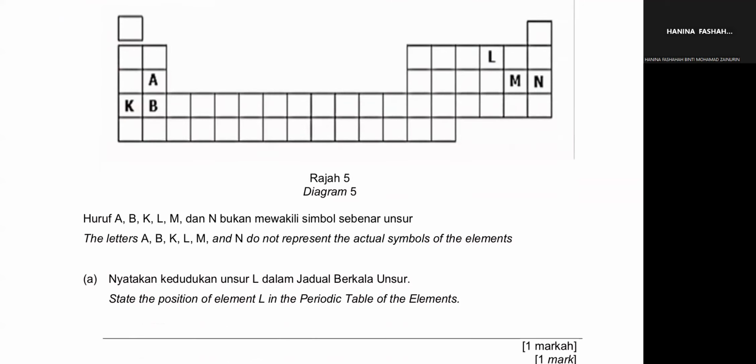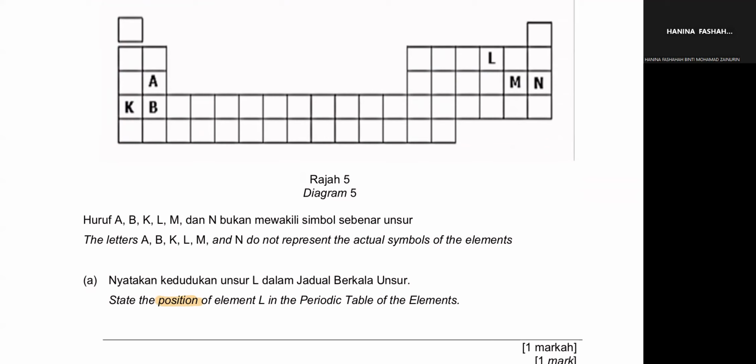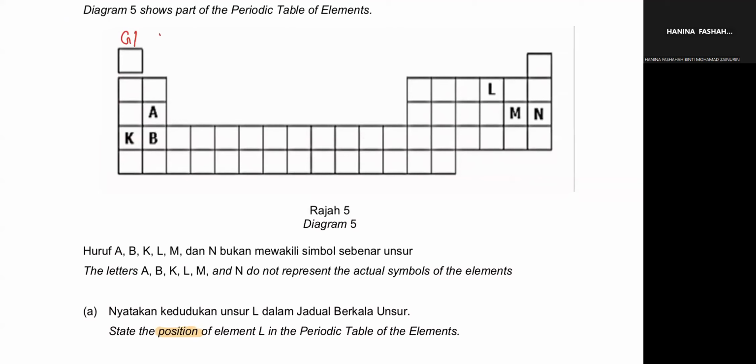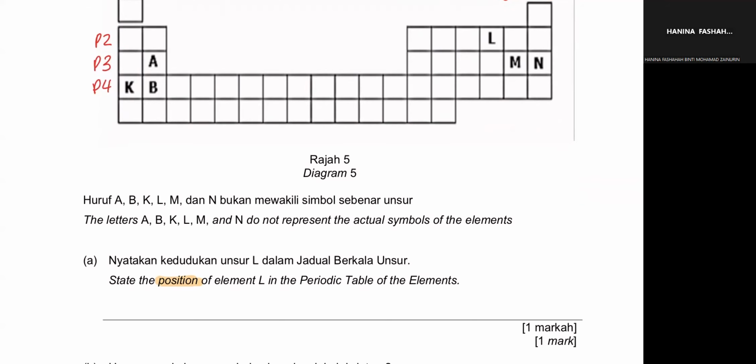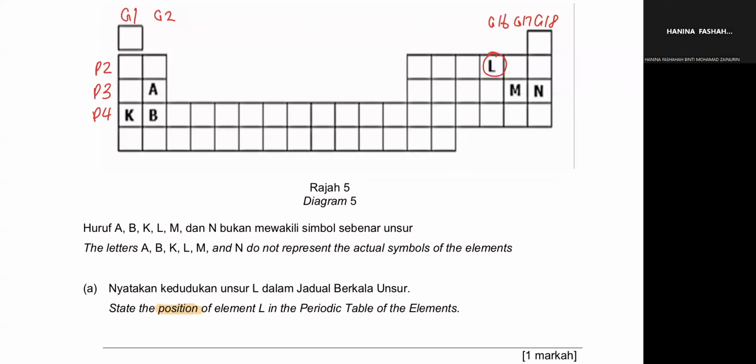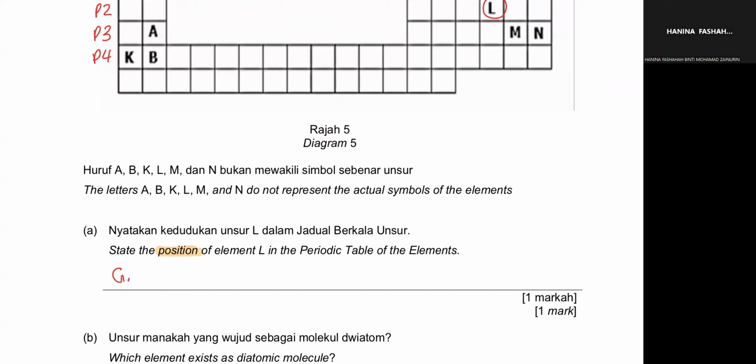State the position of the element. When I say position in the periodic table, you have to say two things: the group and the period. You have to say both. Some are group 17, group 18, some period 2, period 3, period 4. So L is in group 16, period 2.